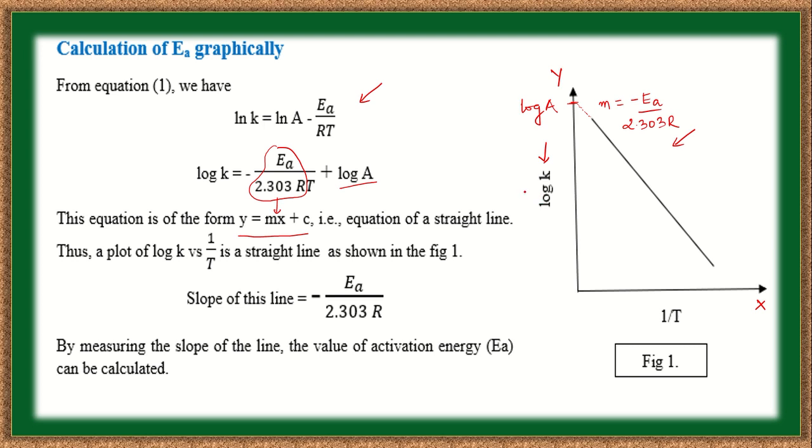Thus we get a straight line if we plot a graph of log k versus 1 by T. Now the slope of the line is used to measure the activation energy of the reaction. So just by knowing the slope of the line, we can calculate the value for activation energy, because the value for R is constant and the slope is known. So that is how we can calculate the activation energy of any reaction from Arrhenius equation, and extending the Arrhenius equation graphically, we can also calculate the activation energy by measuring the slope of the straight line thus obtained.